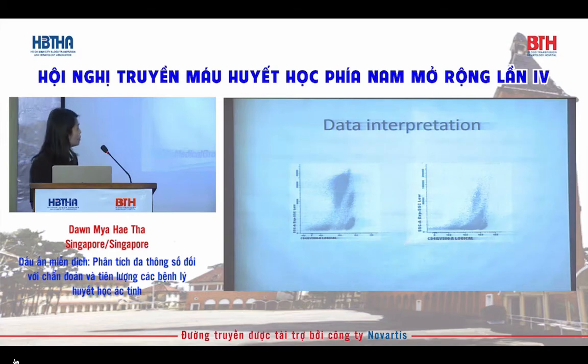So this is an example of pattern recognition. On the left is the dot plot based on side scatter and CD45 expression of a normal blood sample, and on the right is an abnormal blood sample. And instantly we can see that there is an expanded population in the CD45 dim area and the low to moderate side scatter area.